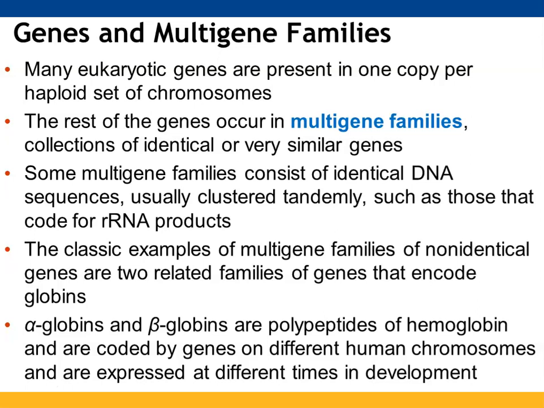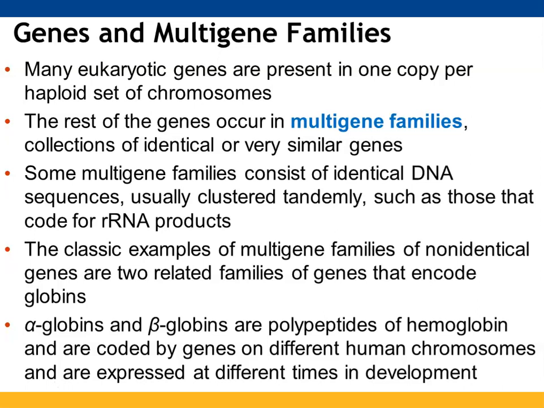We also have genes that are present in one copy per haploid set of chromosomes. But we have some genes that are found in multi-gene families, which are collections of identical or very similar genes. They have identical DNA sequences. They tend to be clustered in groups, like those that code for RNAs.